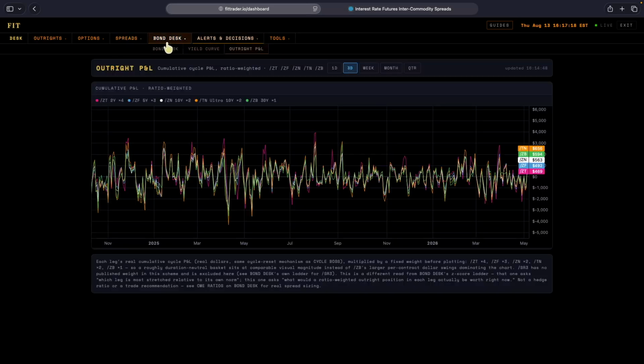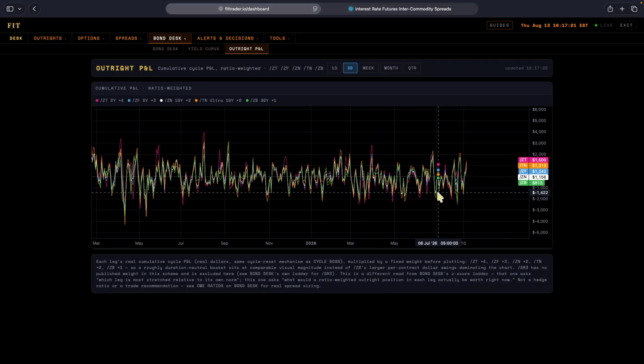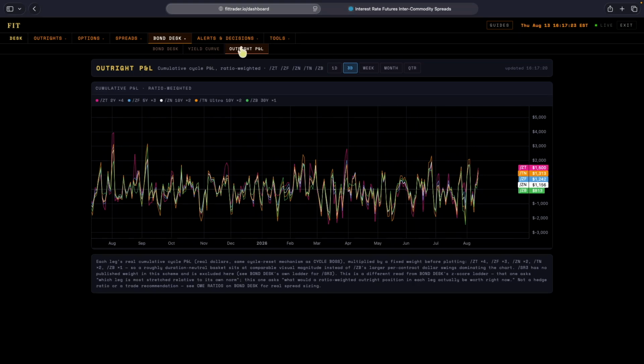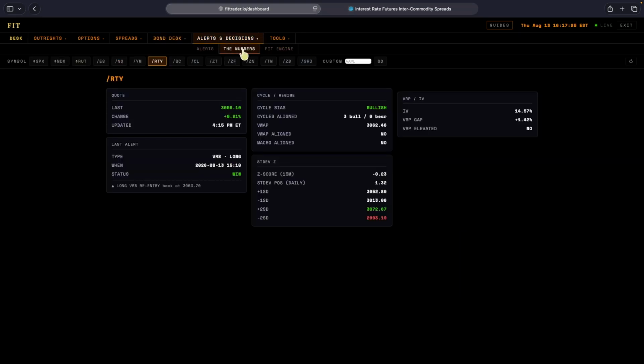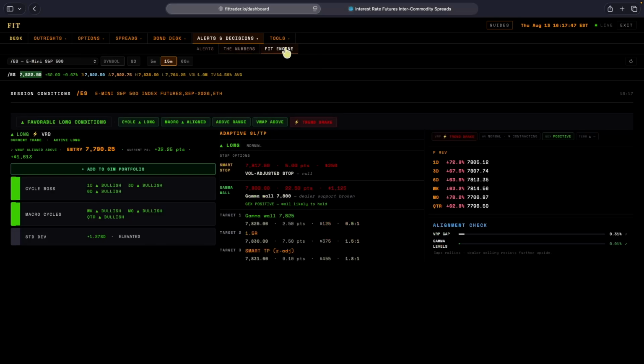So that's it, guys. I just wanted to remind you, especially the members, check out bonds. And then also over here under alerts and decisions, this is a new module. The last signal was at 310. That was a winner. It was the VRB. It has everything. Think of it as kind of like the sibling of Fit Engine.